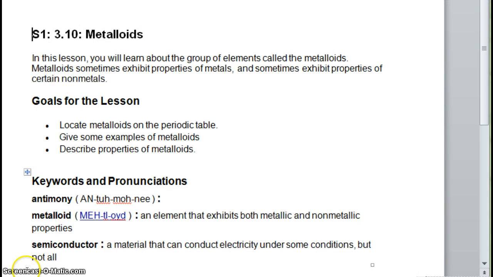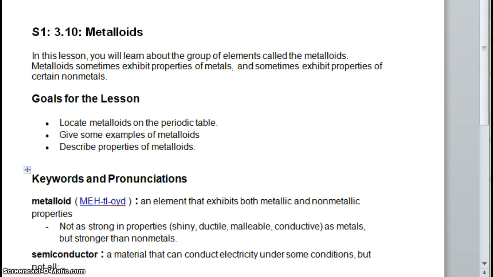All right, let's go ahead and add to our notes. All right, so if we look at our notes, I kept the first paragraph in the goals, keywords and pronunciations. Metalloid, an element that exhibits both metallic and nonmetallic properties. It's not as strong in the properties, like being shiny, ductile, malleable, and conductive as metals, but it is stronger than the nonmetals. So remember, it's the in-between.